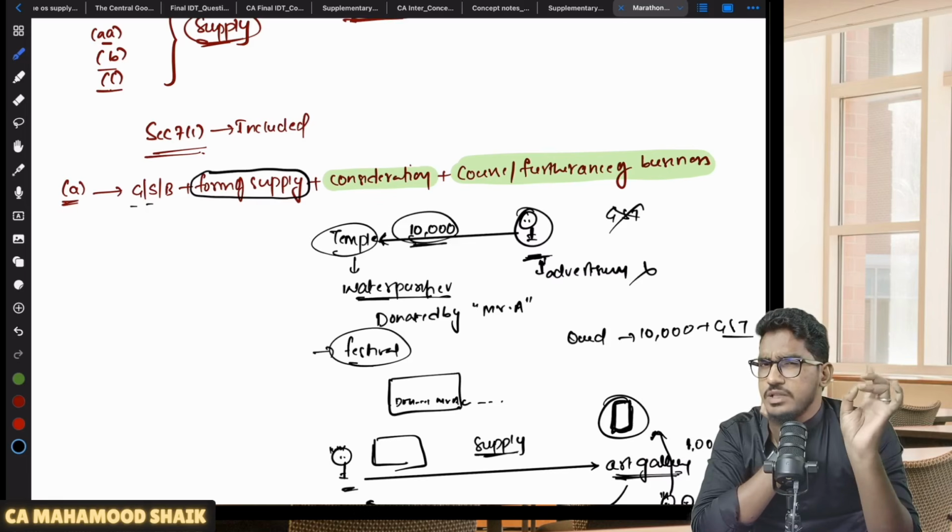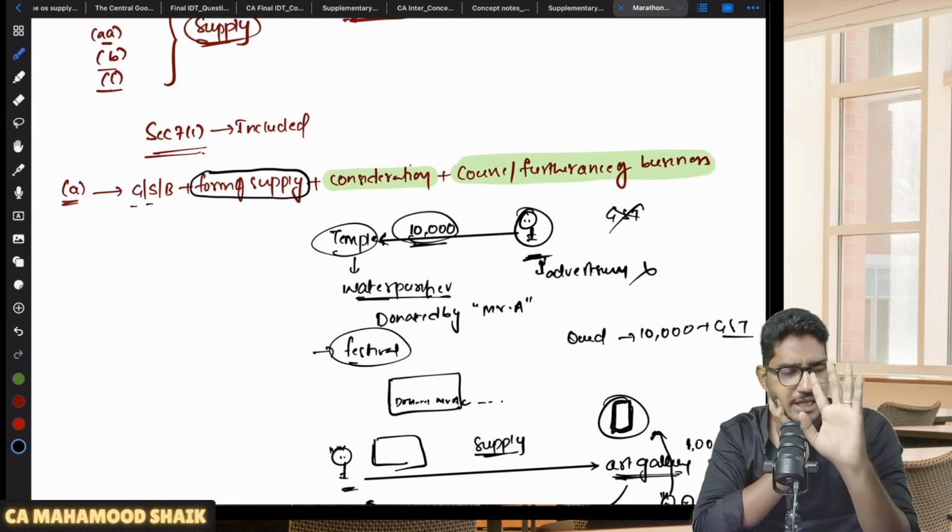Is it in the course or furtherance of the business? Is it her course or furtherance of the business? No, that is not in the course or furtherance of the business. On that, GST will not come. That activity will not qualify as supply under section 7 subsection 1 clause A.